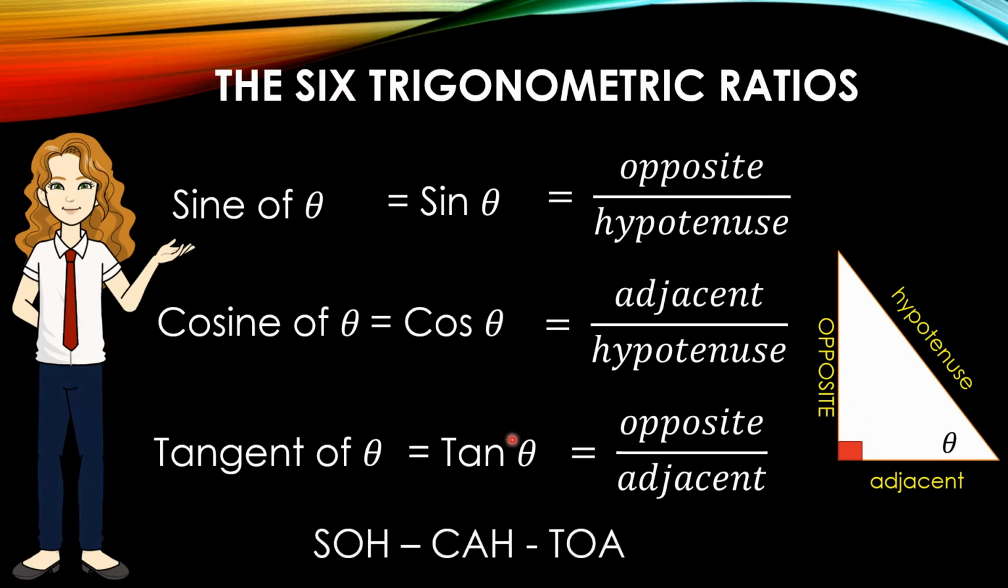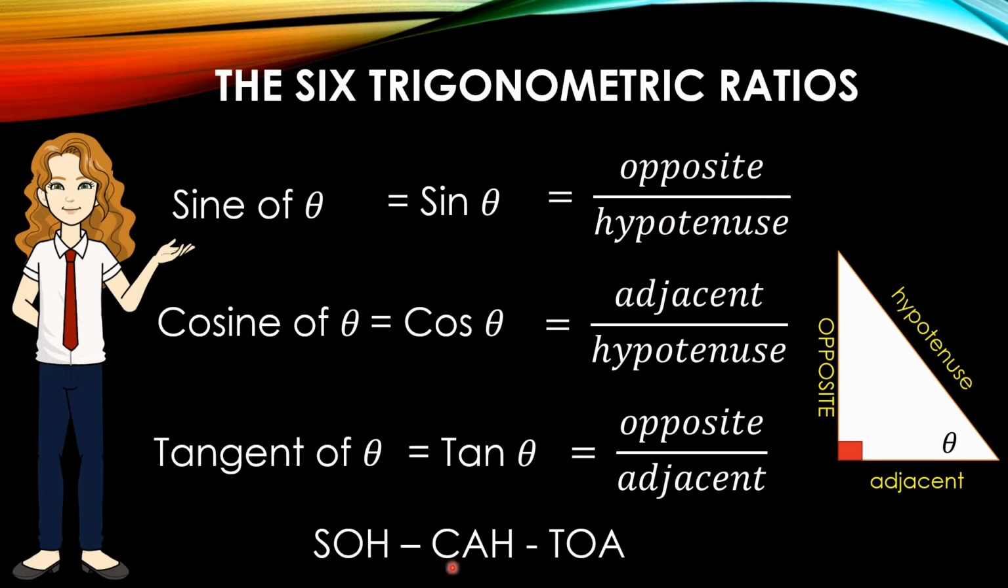Then we have to use what we call a mnemonic. We can remember this by calling it SOHCAHTOA. So how did it become SOHCAHTOA? It became SOHCAHTOA because of the first letter of sine, that is S. Then O is opposite, and H is the hypotenuse. So that is SOH.